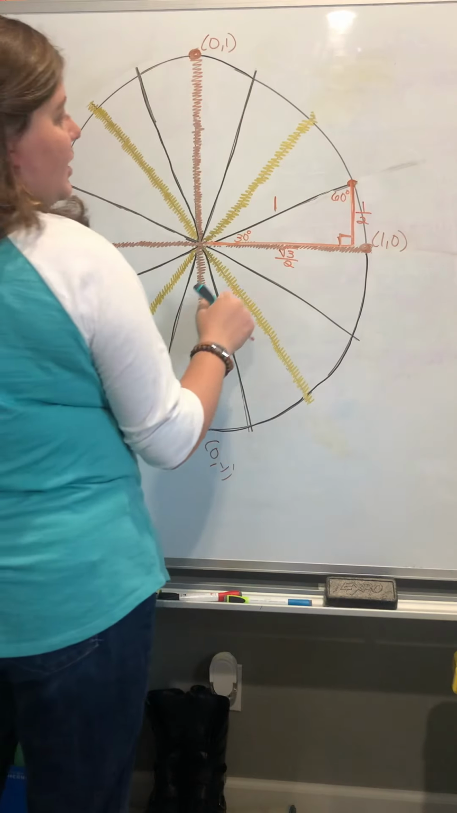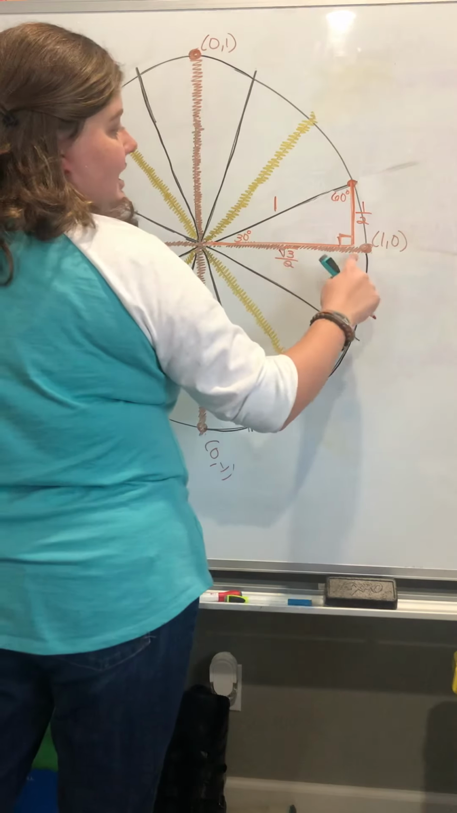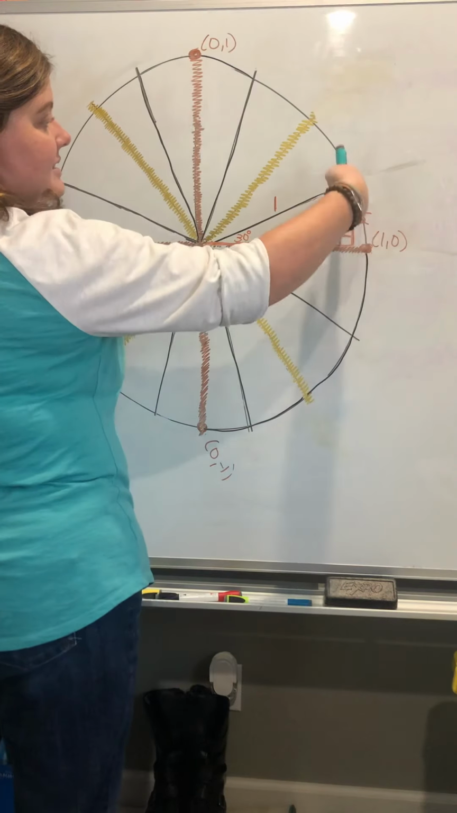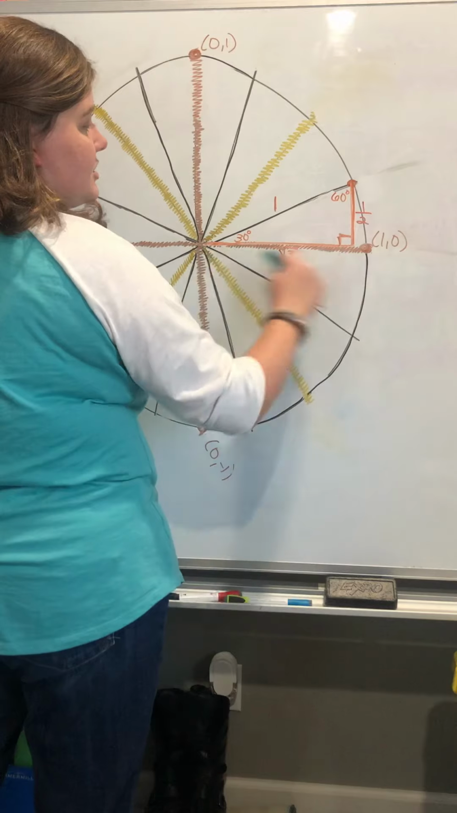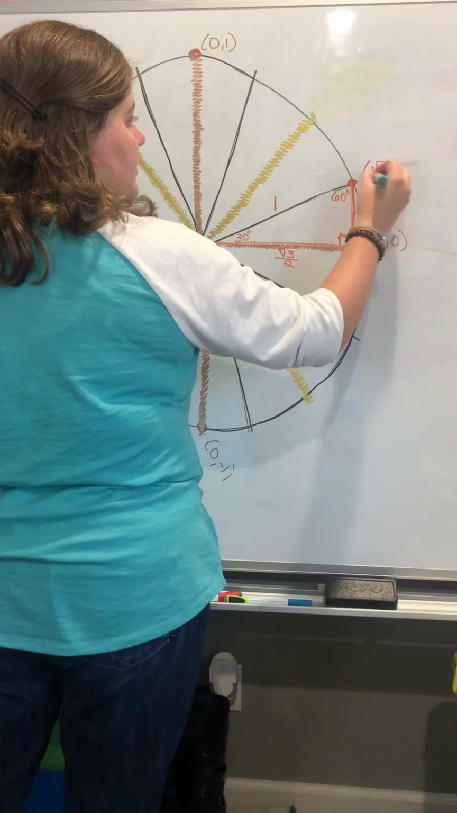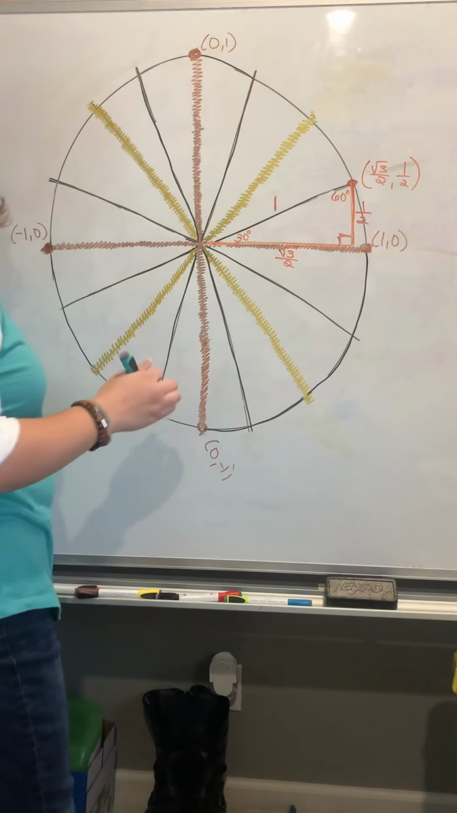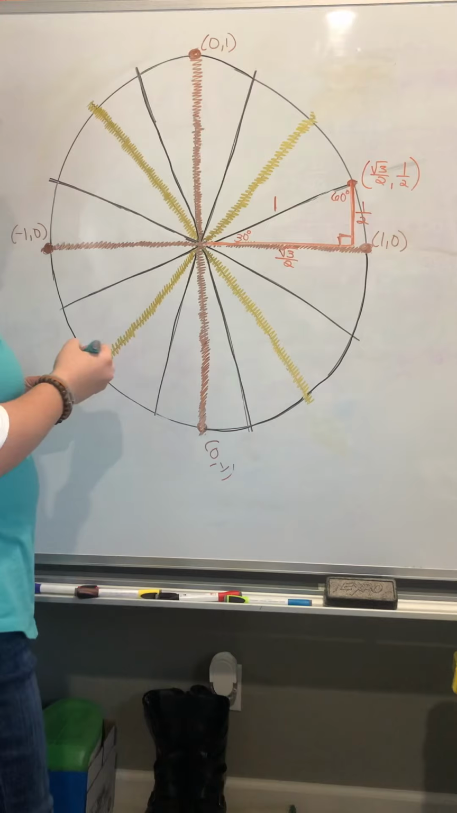Okay, so when you're trying to pull out these points, it's just how far you went on the x-axis and how far you went on the y-axis. This point, this is your x, this is your y. This point's located at the square root of 3 over 2, 1/2. Okay, so that helps you find your first point.